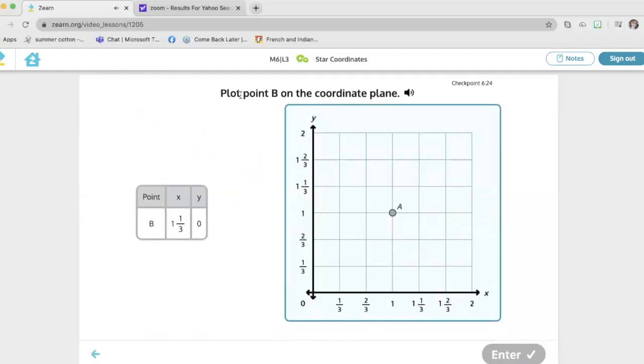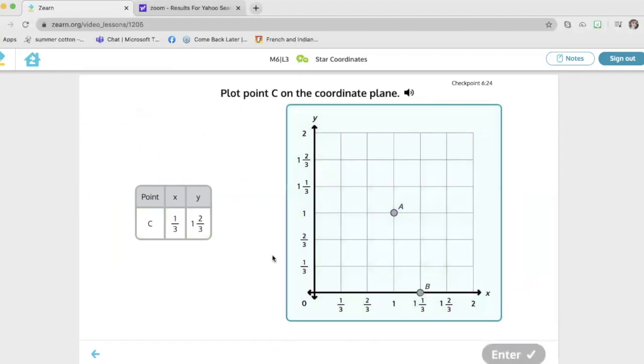Okay, plot point B on the coordinate plane. Well, we see B is at 1 1/3 on the x-axis and 0 on the y. So I'm going to go over to 1 1/3, and I'm not going to go up because I'm at 0 on the y-axis. I have 1/3 and 1 2/3, so I'm going to go over to 1/3, and then my y-axis is going to be 1 2/3.